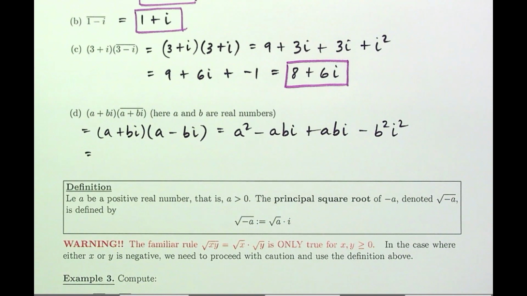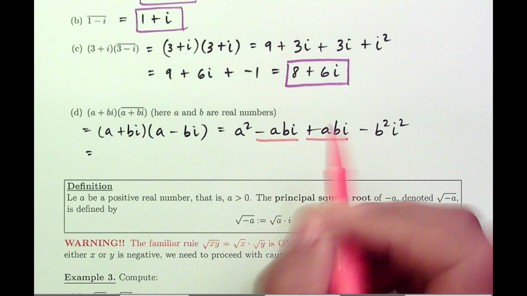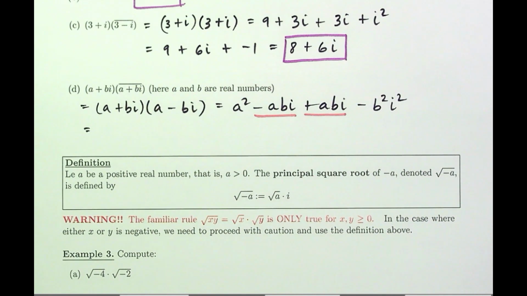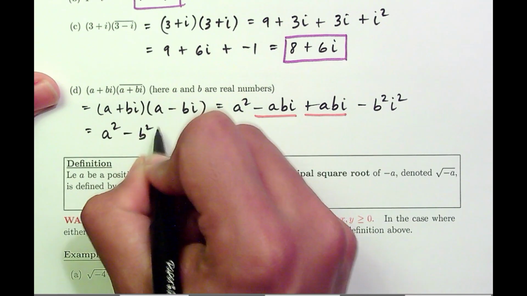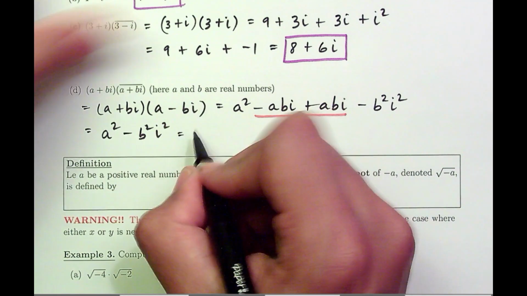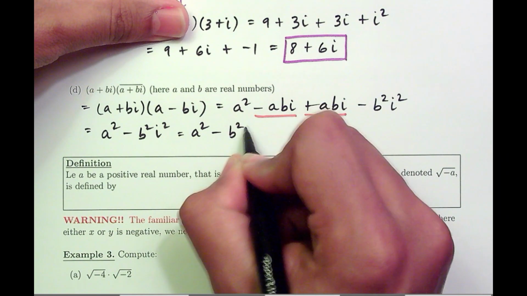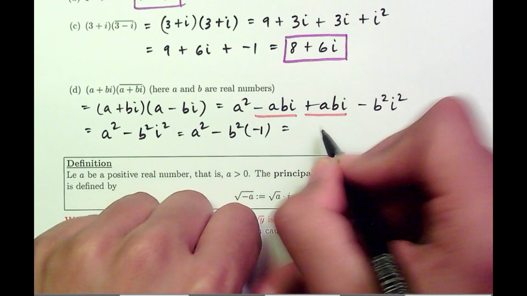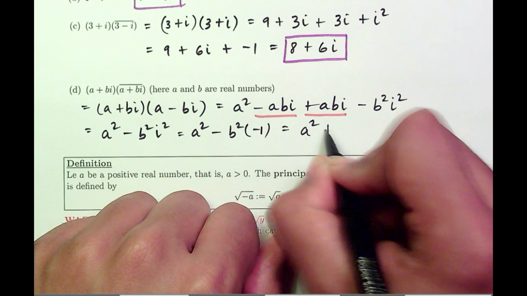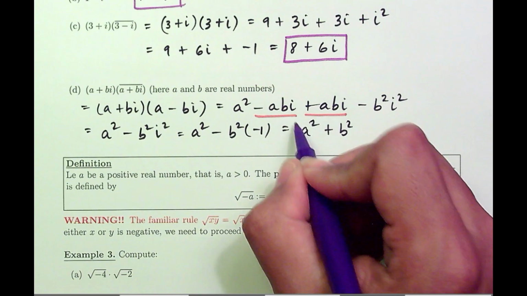Note that the two terms in the middle are actually identical, but with opposite signs. So they do cancel each other off. So that's going to give you 0. And then you're going to be left with a squared minus b squared i squared. But i squared should be replaced with negative 1. And then you have a squared plus b squared. And that is the final answer for that.